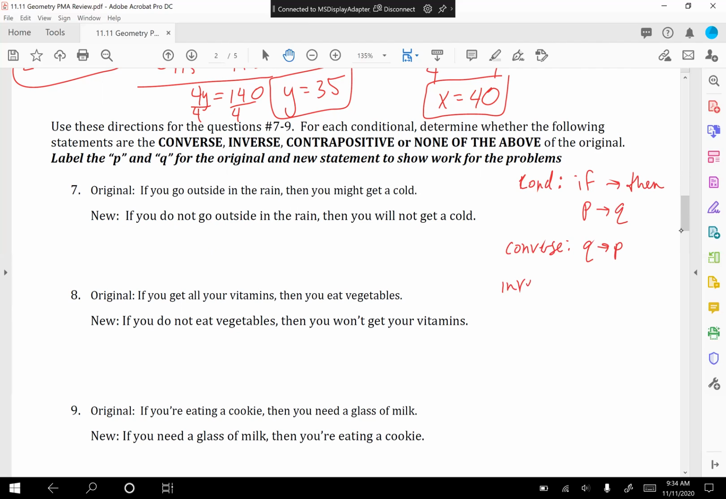Your inverse was not P, then not Q. And the contrapositive, I'm just going to abbreviate. The contrapositive was both like the converse and the inverse combined together. So it's not Q, then not P.